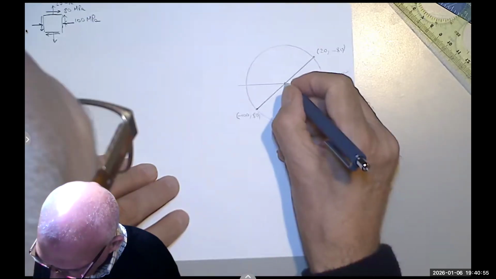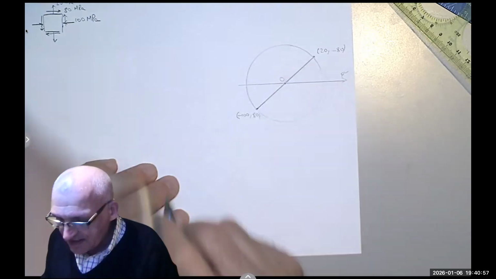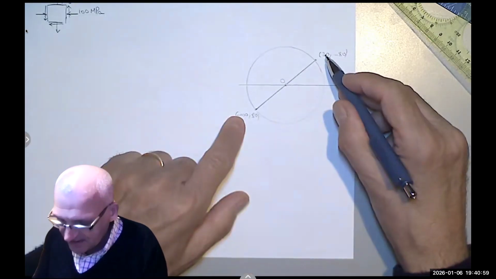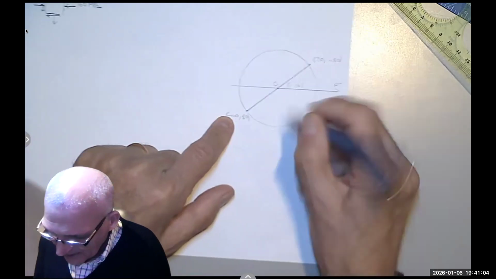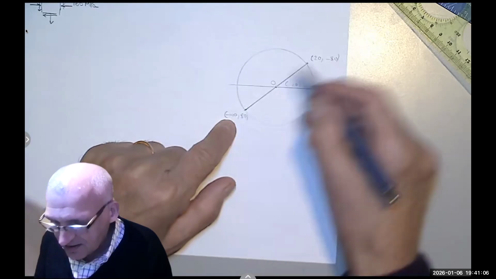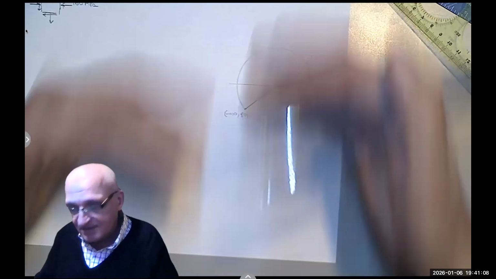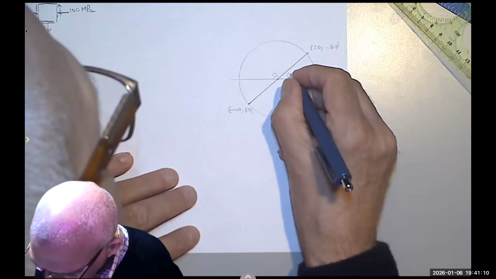So the coordinates of the center O are easy. I average the X. The Y would be 0 because I am on the sigma axis. But what is the X? Negative 100 plus 20 is negative 80, divided by 2 is negative 40.